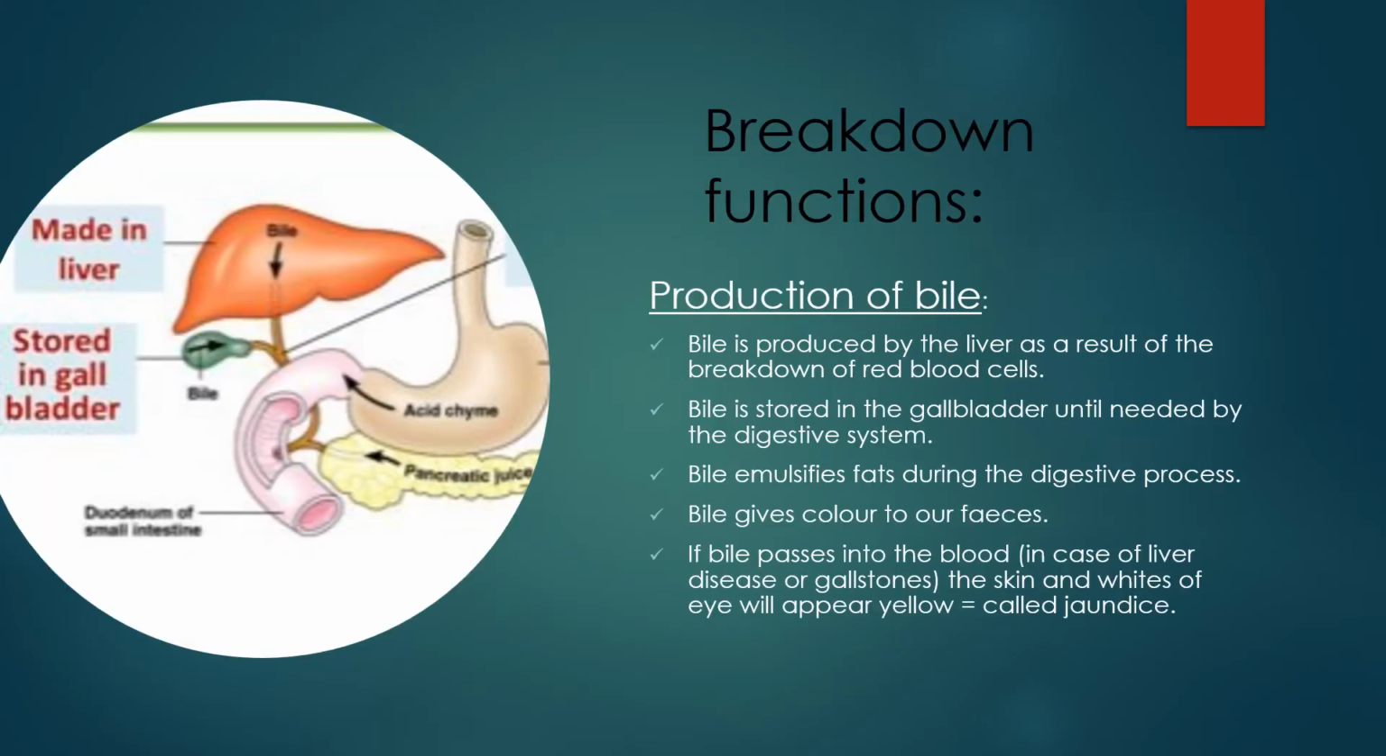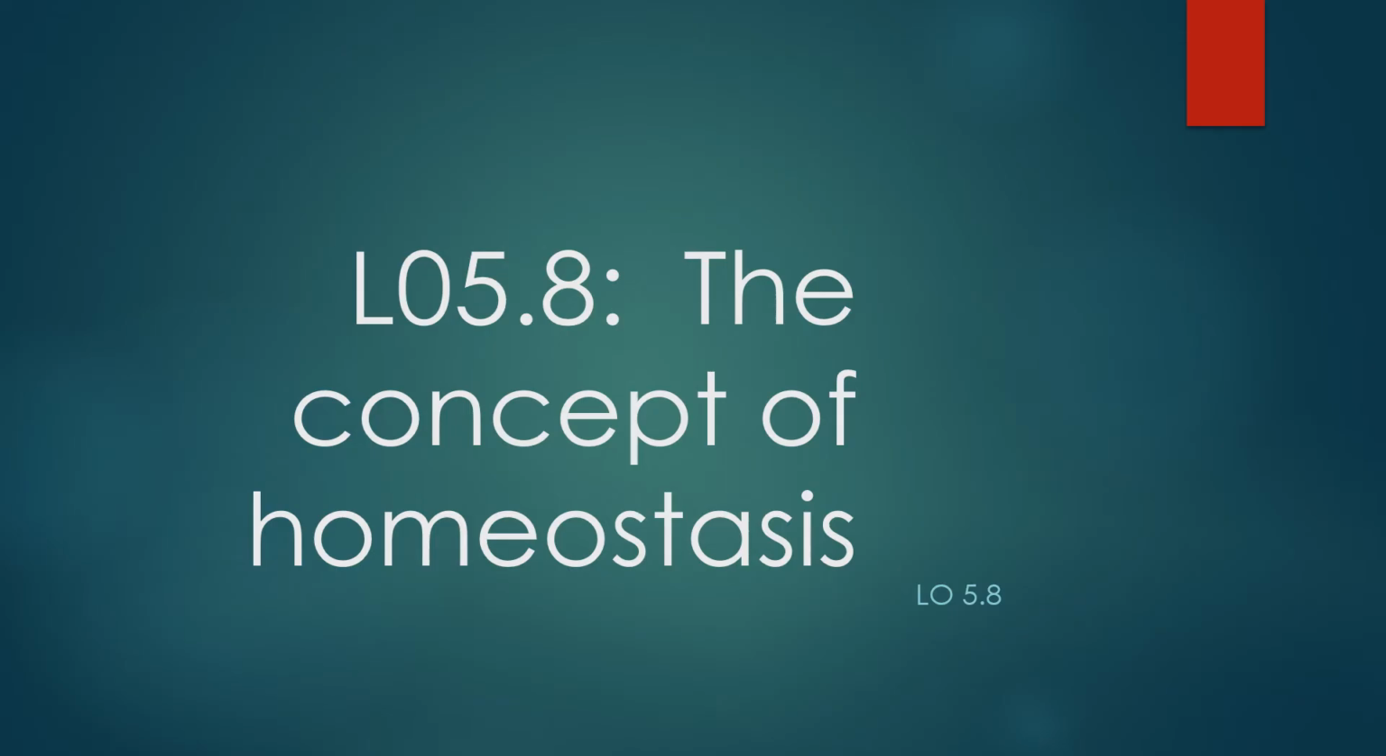The liver also produces bile, as a result of the breakdown of red blood cells. Bile is stored in the gallbladder until needed by the digestive system. Bile emulsifies fats during the digestive process, and bile gives colour to our feces. Lovely. The concept of homeostasis.